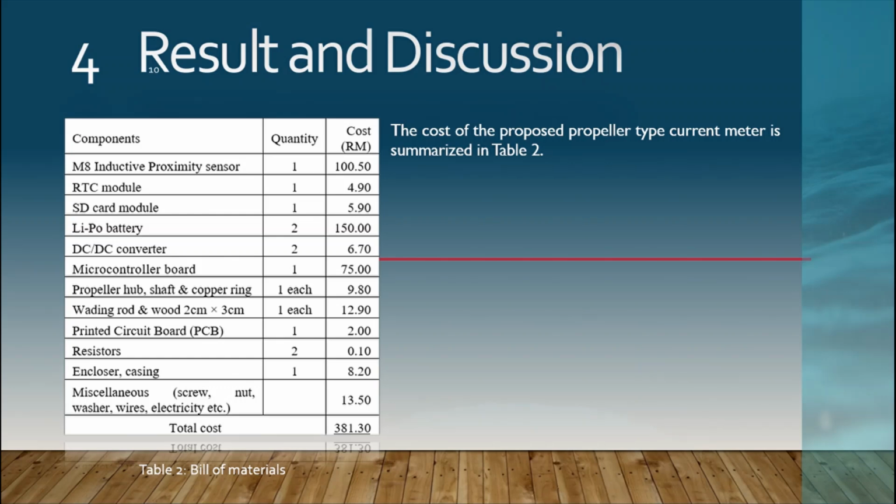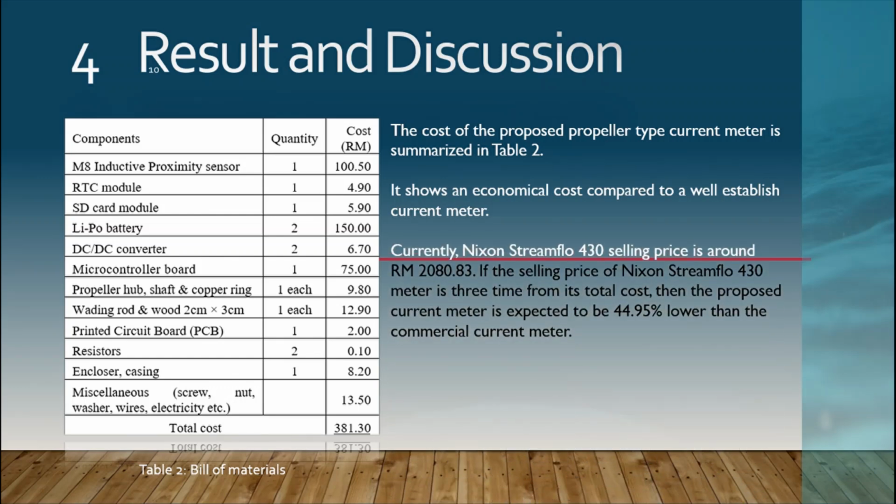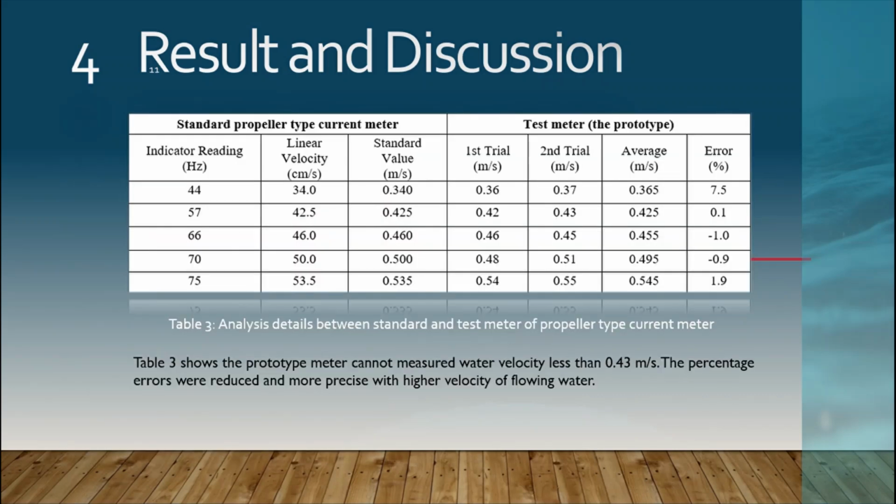The cost of the proposed propeller type current meter is summarized in table 2, because we enter the result in the discussion section. We show an economical cost compared to a well-established current meter. Currently, the Nixon Streamflow 430 selling price is around 2,080 ringgit Malaysia. If the selling price of the Nixon Streamflow is 3 times its total cost, then the proposed current meter is expected to be 44.95% lower than the commercial current meter.